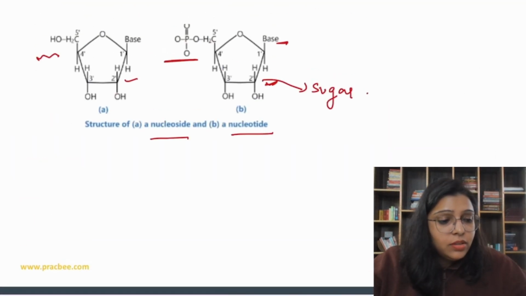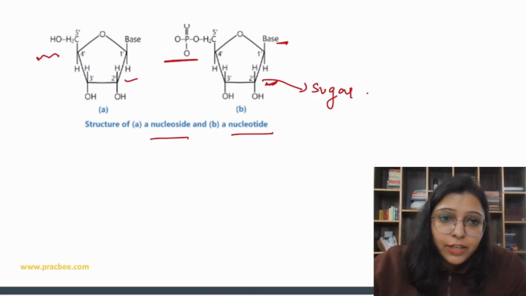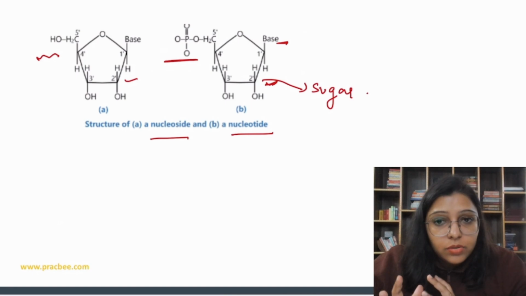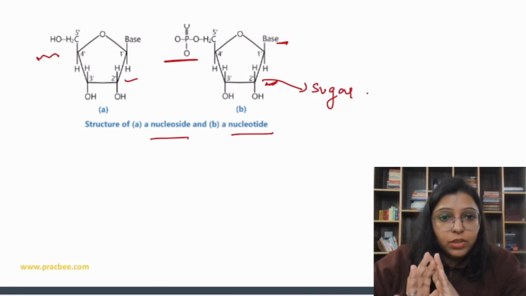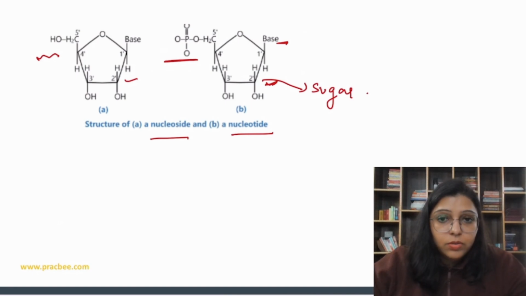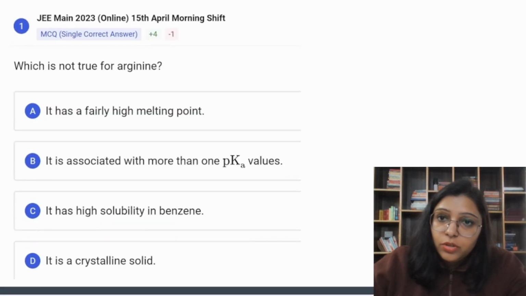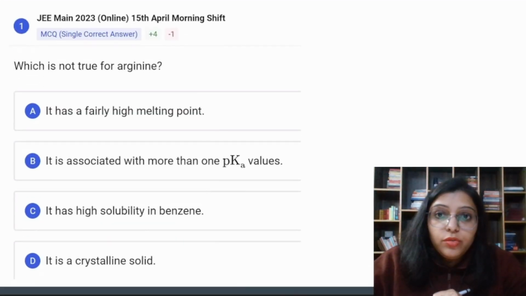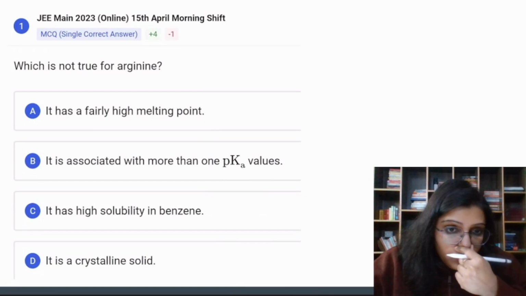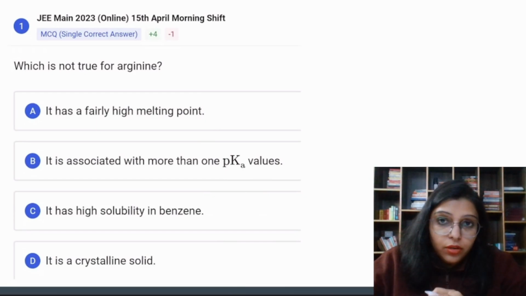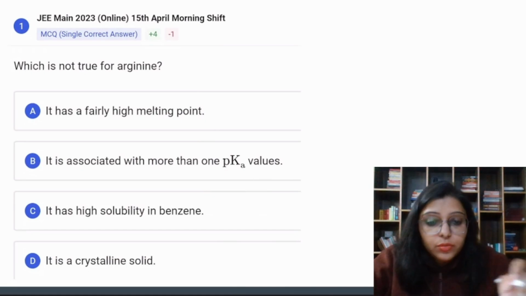Now I did not divide the questions into different types, so I'm going to do all the questions together, right? So this will give you the revision for the biomolecules. So let's do question number 1, which is not true for arginine. So for that, you should know the structure of arginine. If you don't know the structure of arginine, you cannot do this question.